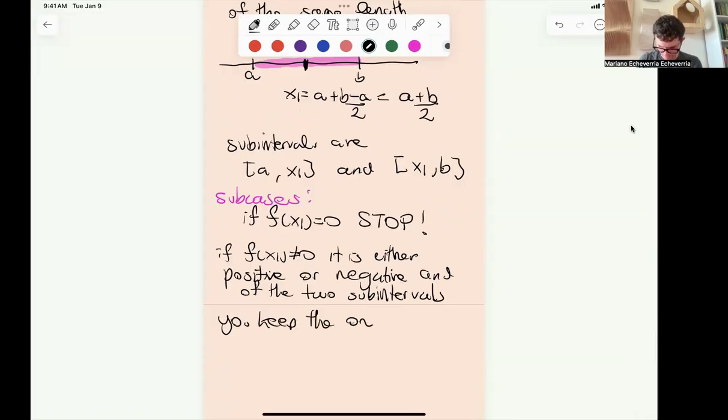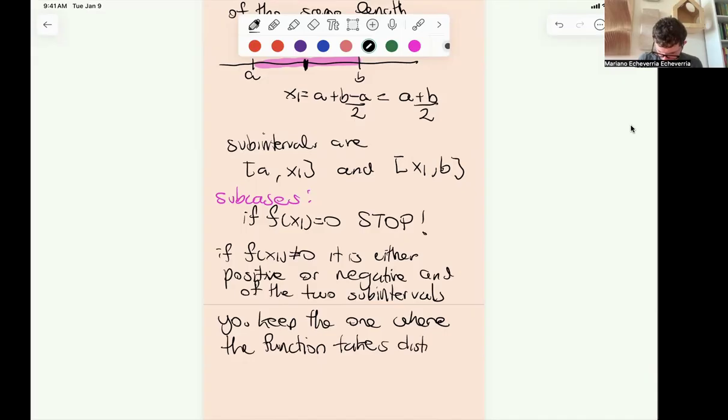You keep the one where the function has positive and negative values. Let's just write it like that. Is the idea making sense?